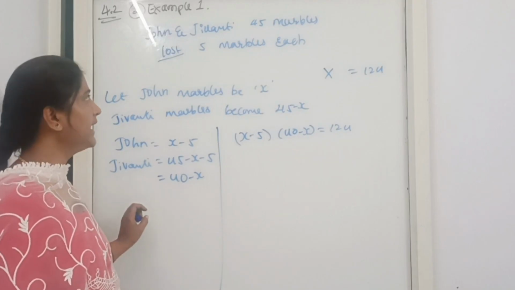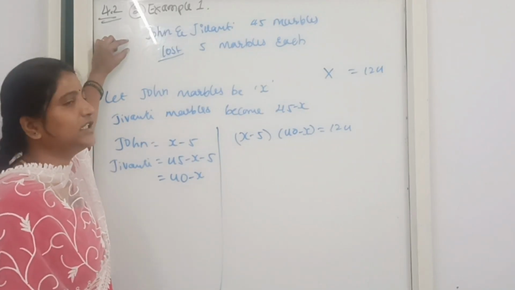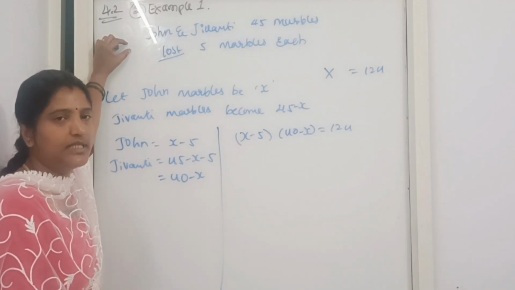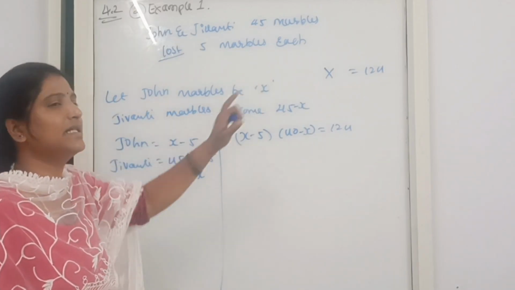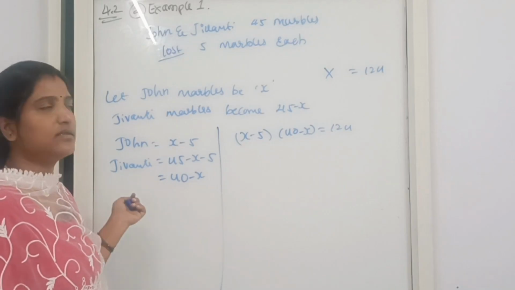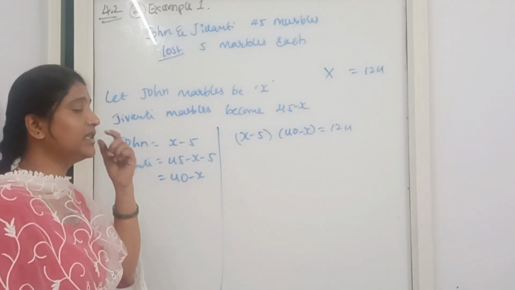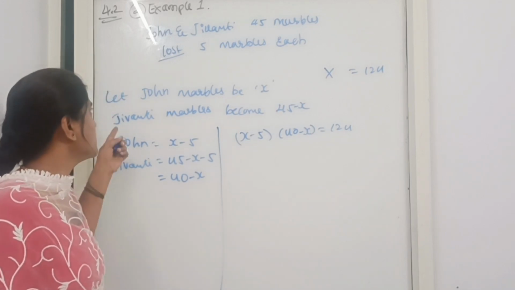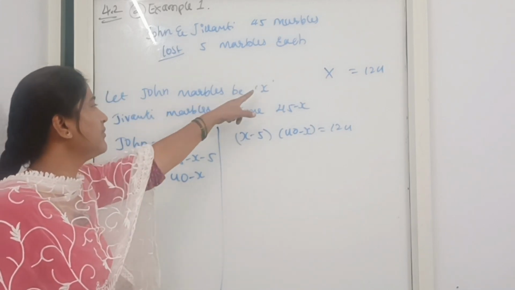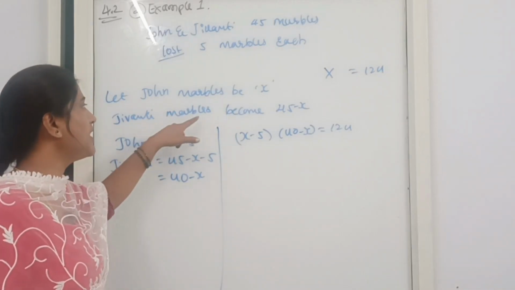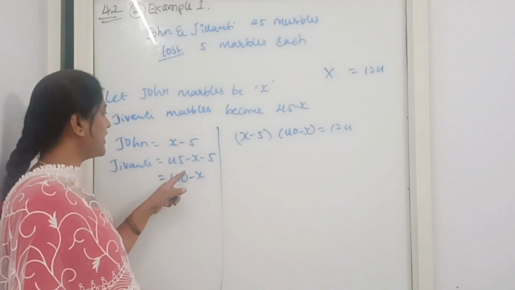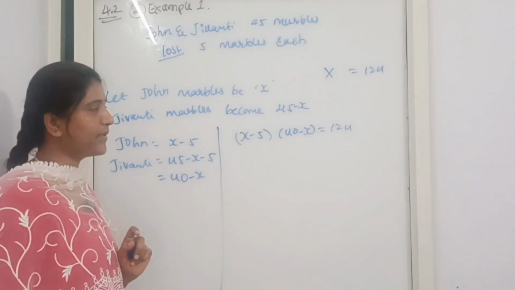Clear? Don't get confused. John and Jivanti's total marbles are 45, and both of them lost 5 marbles, and the product of their marbles is 124. We need to find the total marbles they had to start with. So let John's marbles be X, then Jivanti's marbles become 45 minus X. Then both of them lost 5, so you have to subtract 5.